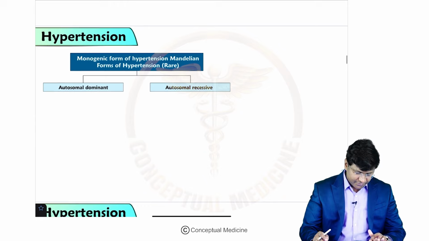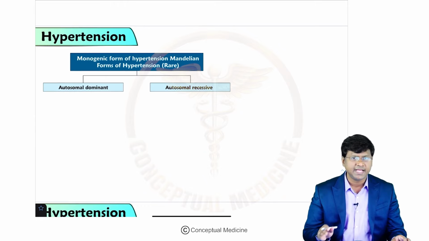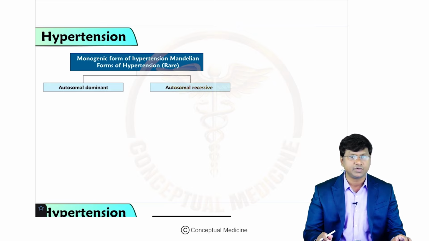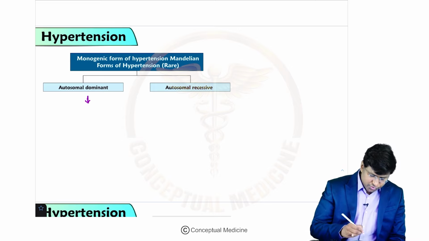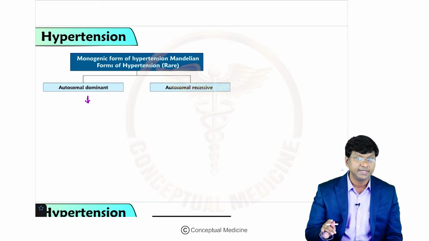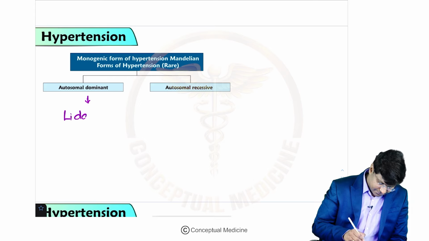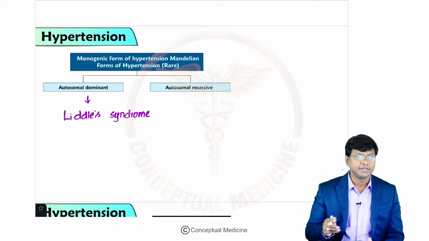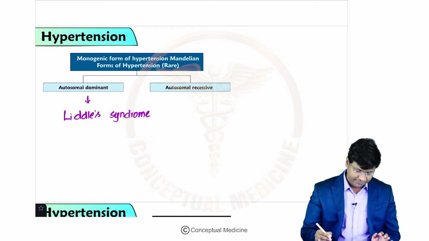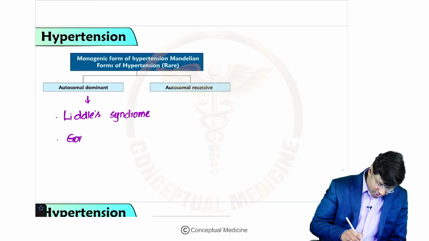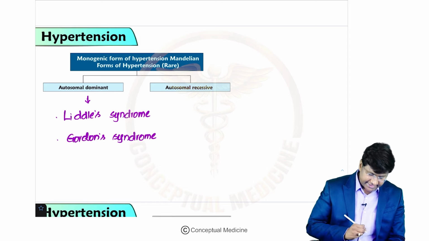Next, you need to know the genetic causes for hypertension. These are rare conditions, but you need to know the monogenic forms of hypertension. We have autosomal dominant and autosomal recessive causes. Autosomal dominant conditions causing hypertension include, number 1, Liddle syndrome, followed by pseudohypoaldosteronism type 2, which we call Gordon's syndrome.